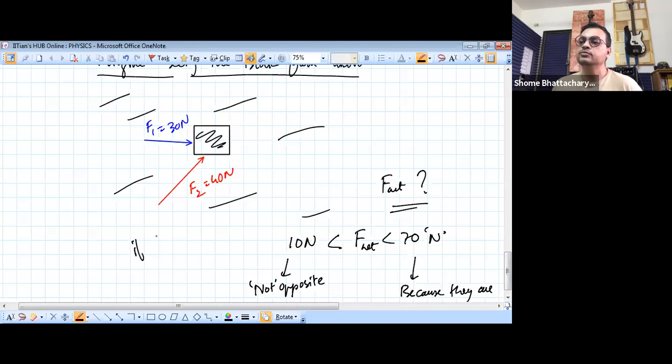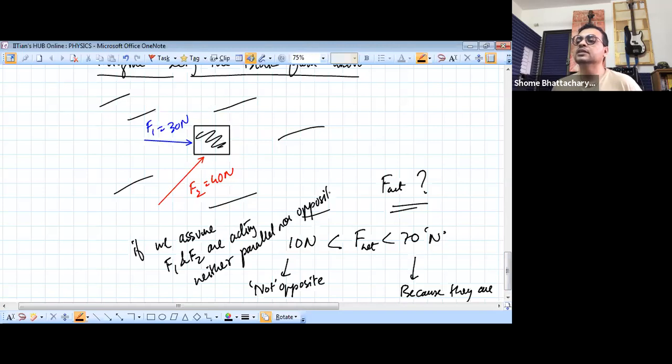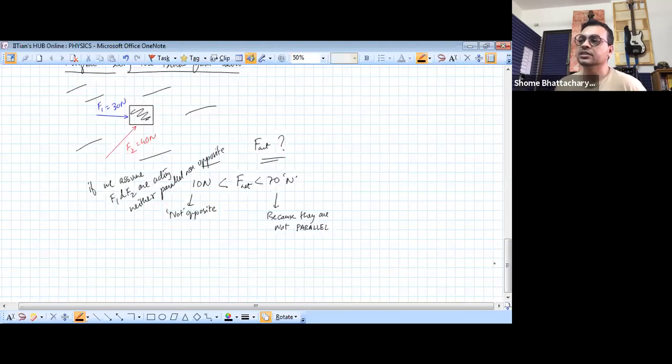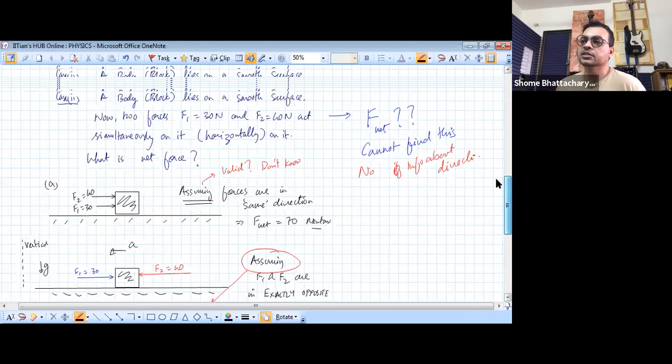Okay. If we assume that F1 and F2 are acting neither parallelly nor oppositely, दोनों में से एक भी केस नहीं है, then this is the only thing we can say. We can't even say how much the force is. Okay. So this example clearly shows you the difference between a quantity where I don't need any information about direction, there is no direction.